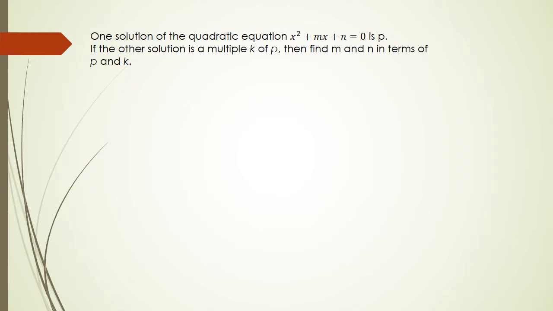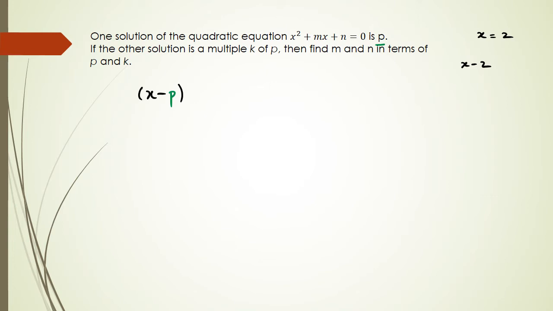So here's the thing, guys. When you have a quadratic, if you have a solution of, say, 2, then you know one of the factors is going to be x minus 2. In this case, it tells you that one of the solutions is P. That means one of the factors is going to be x minus P, because remember, when you put this equal to 0, you're going to get P as a solution.